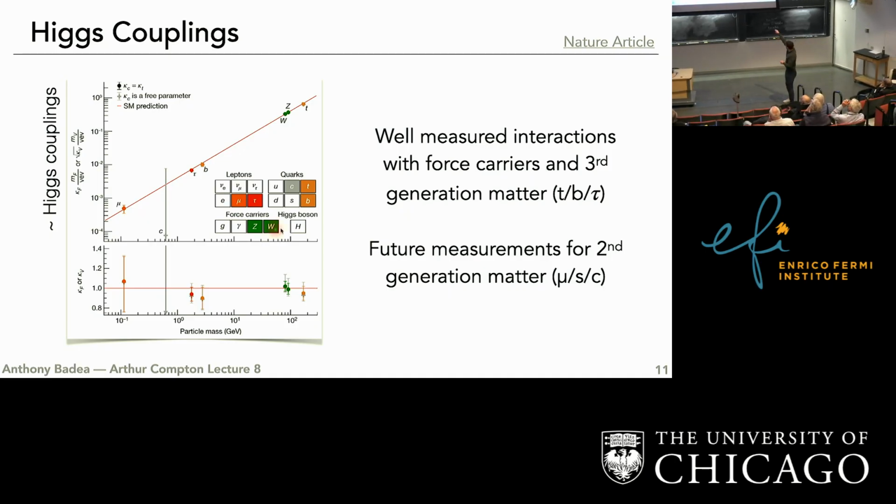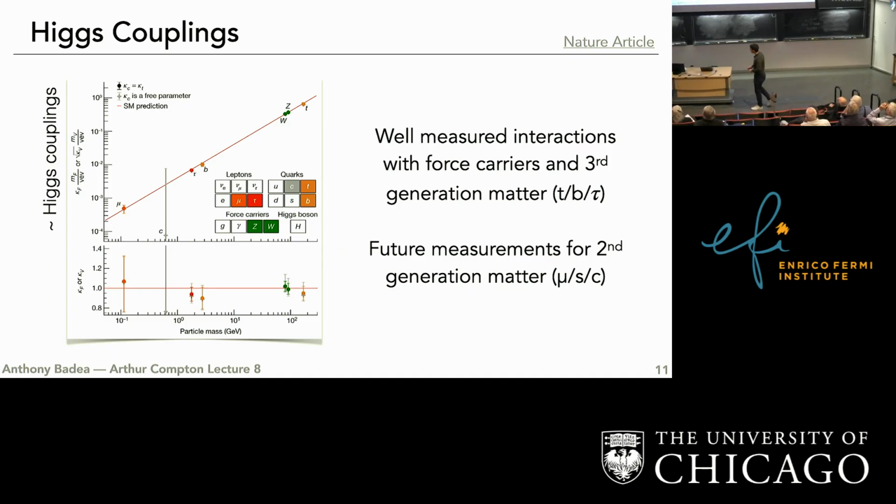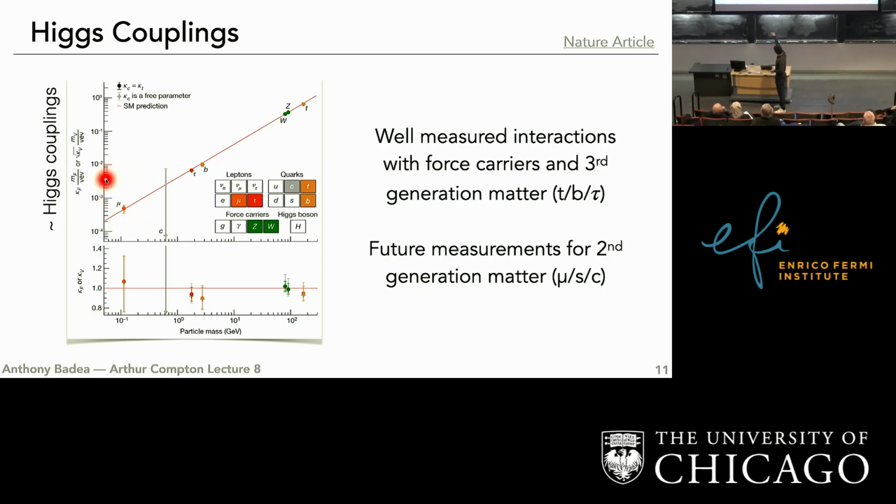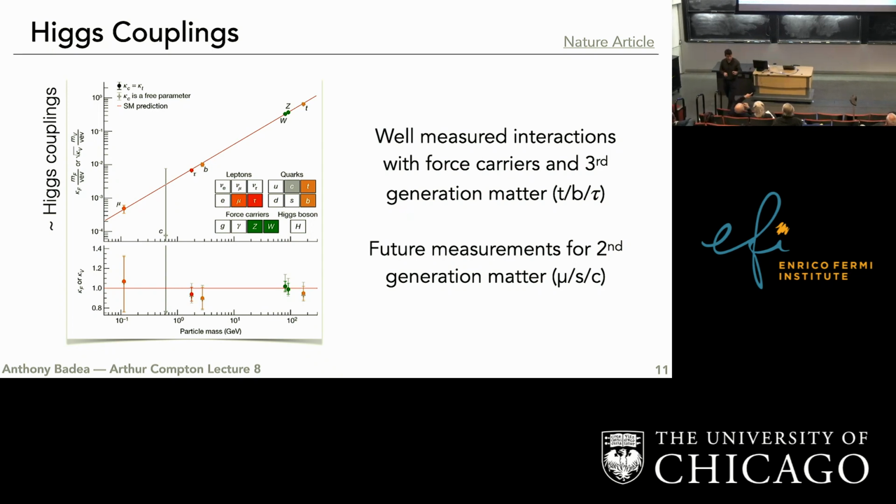And then we have measurements between the Higgs boson and the third generation of matter. So between the Higgs boson and the heaviest quarks, the top quark and the bottom quark, and then between the third generation of leptons, the tau lepton. And then what else you'll see in here is first hints of measurements between the Higgs and the rest of the particles.